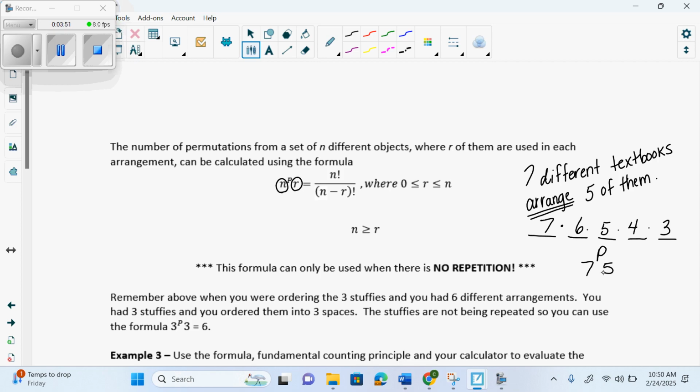So do you see how if I arrange them all, I'd go 7P7? But I can't go 5P7.